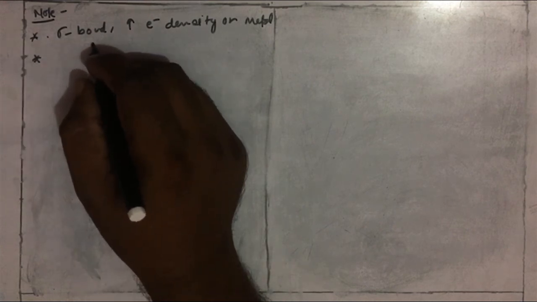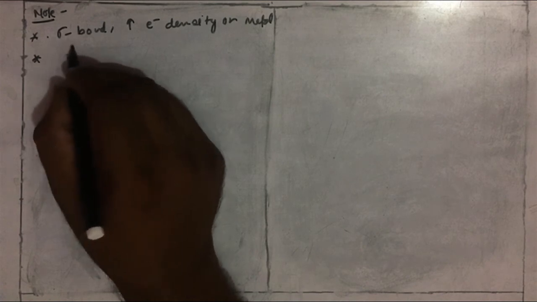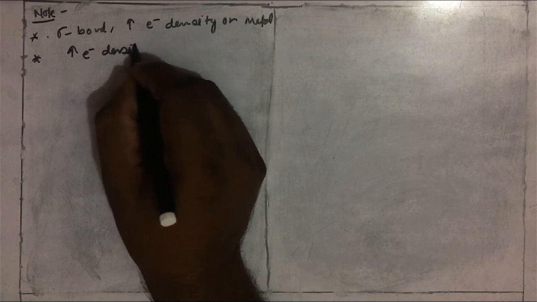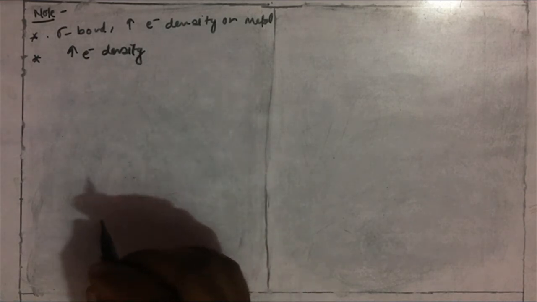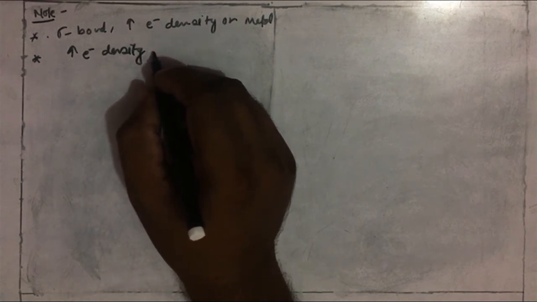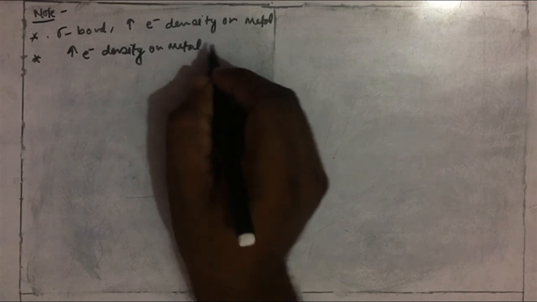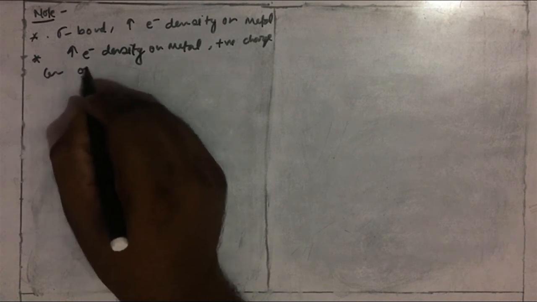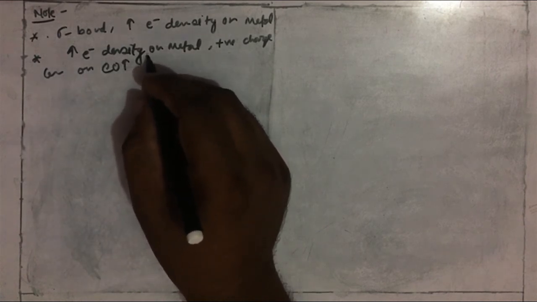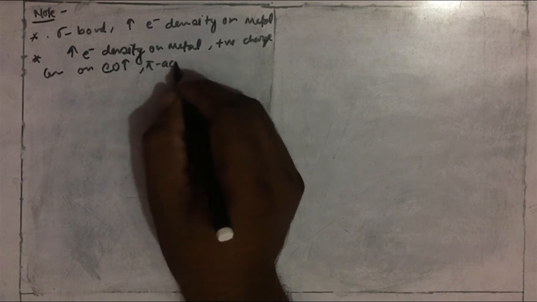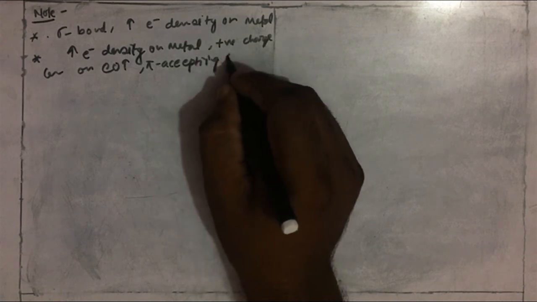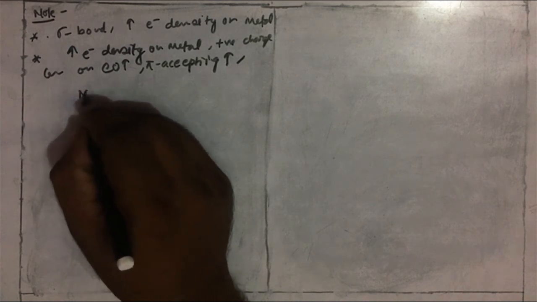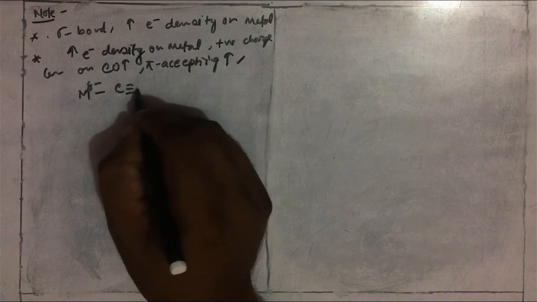So like this, if the electron density on the metal increases, then the positive charge on CO increases, the pi accepting ability is also increased.